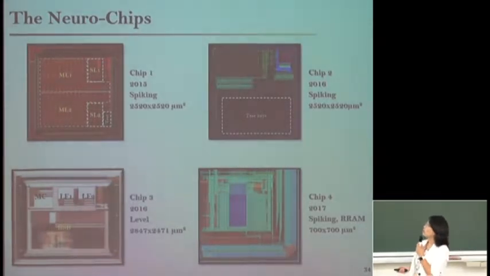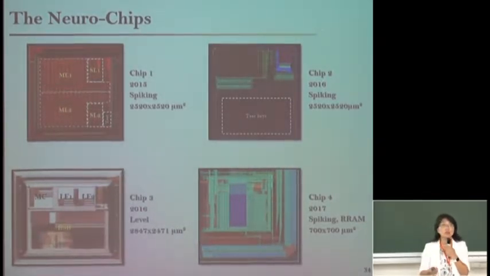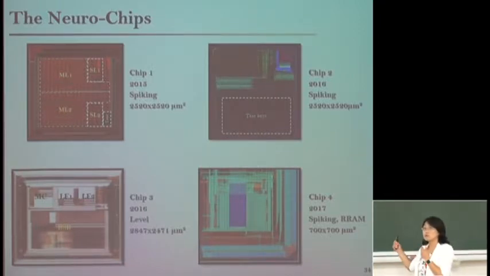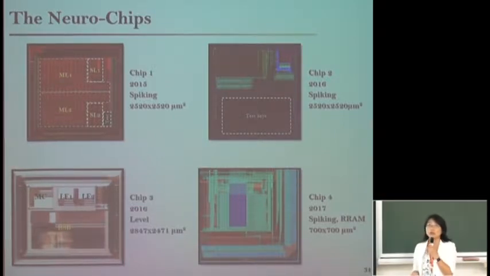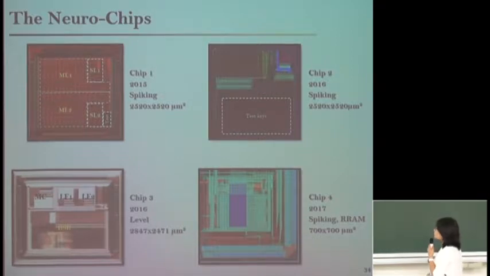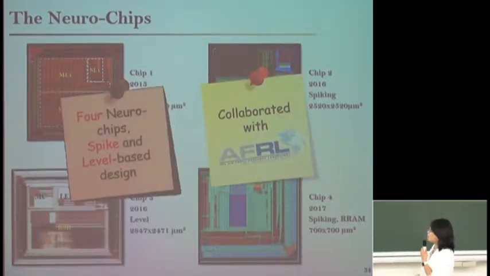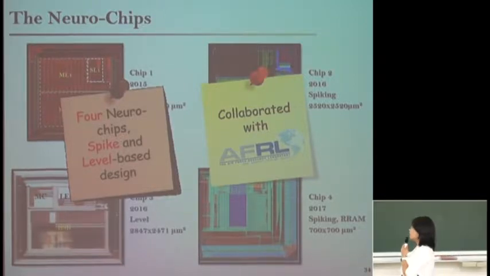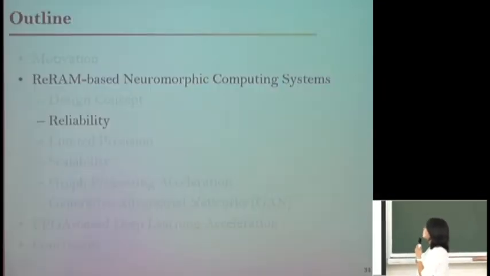Our lab has actually been fabricating chips since 2015, and the majority of the measurement results are for these designs. For the new designs, for example, the level-based designs and the one integrated with the RMs, we have something submitted early this year. We're still waiting for the permissions to present and publish this. To quickly summarize, so far we have four or five neuro-chips, spike and level-based, and the majority of the fabrications were sponsored by the United States Air Force Research Labs.